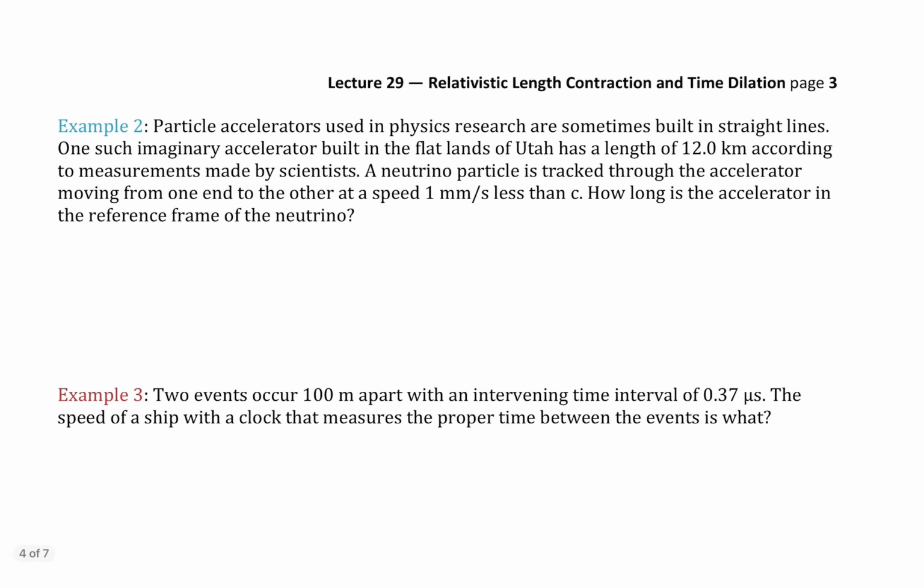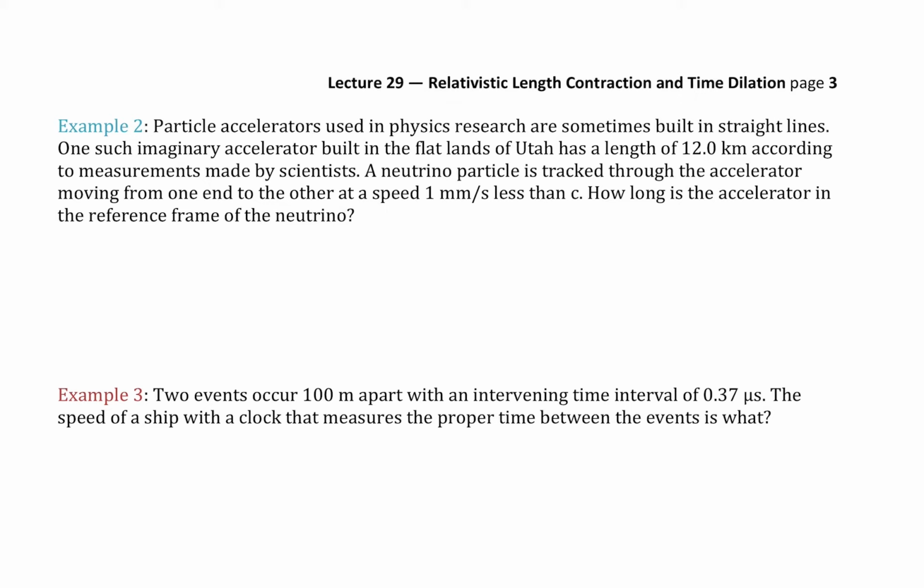Example 2 involves length contraction. Particle accelerators used in physics research are sometimes built in straight lines. You might typically think of them as circular, and that's often the case, but there are some straight ones as well. One such imaginary accelerator built in the flatlands of Utah has a length of 12 kilometers, according to measurements made by scientists, the ones that work near this long tube.